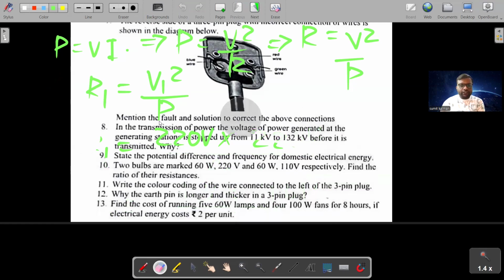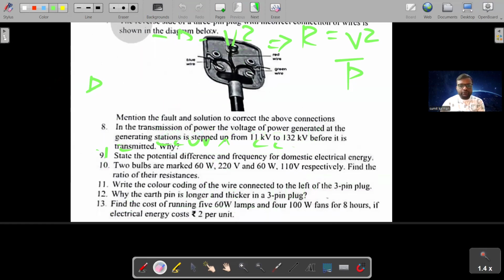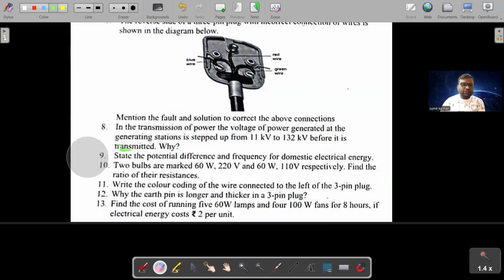Next, students: write the color coding of the wire connected to the left of the three pin. Children, this is also very simple. It is straightaway given in the book. You can see, I'm not going into detail.